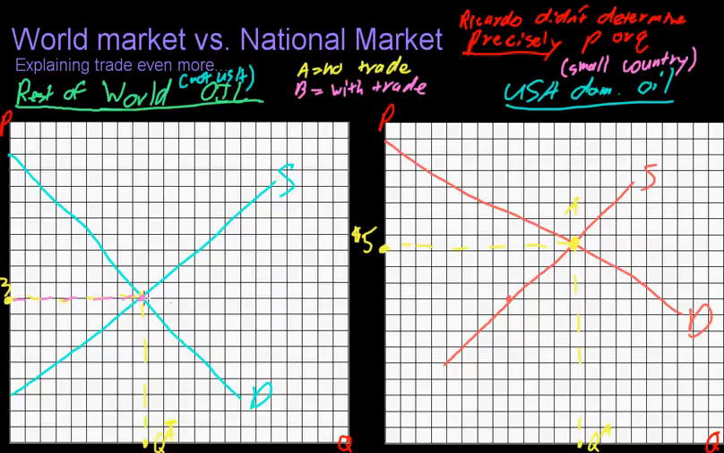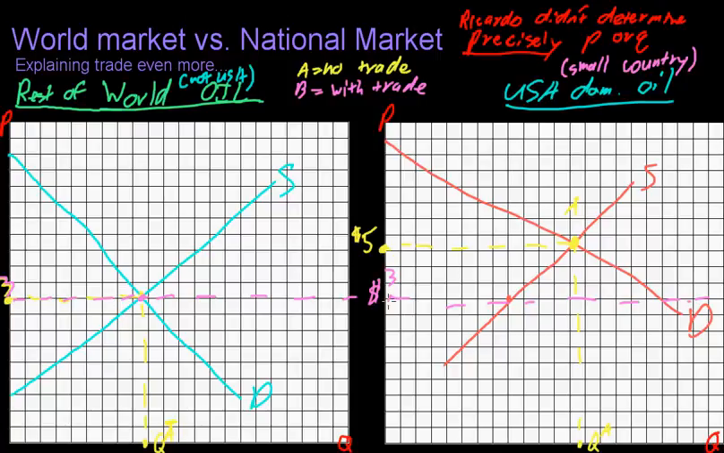But now the rest of the world can trade with the US. So the US is going to trade with the rest of the world and get their oil cheaper. So now the US is also going to get oil at $3, just like the rest of the world was before the US opened up to trade.